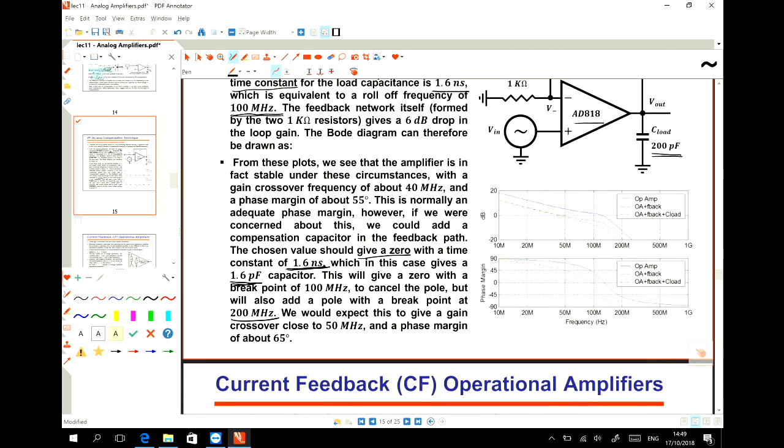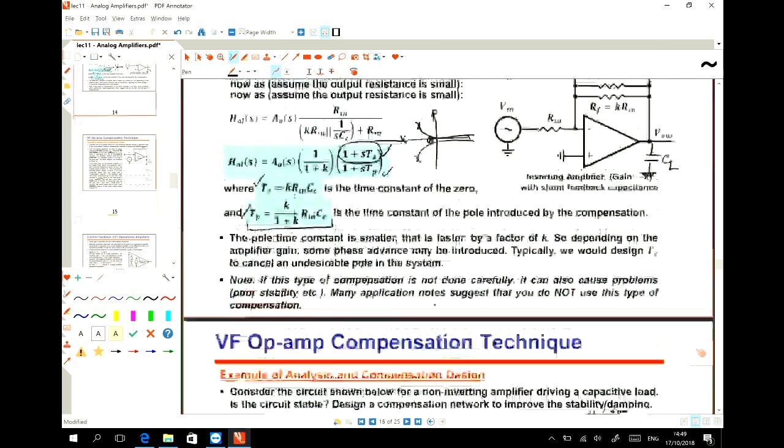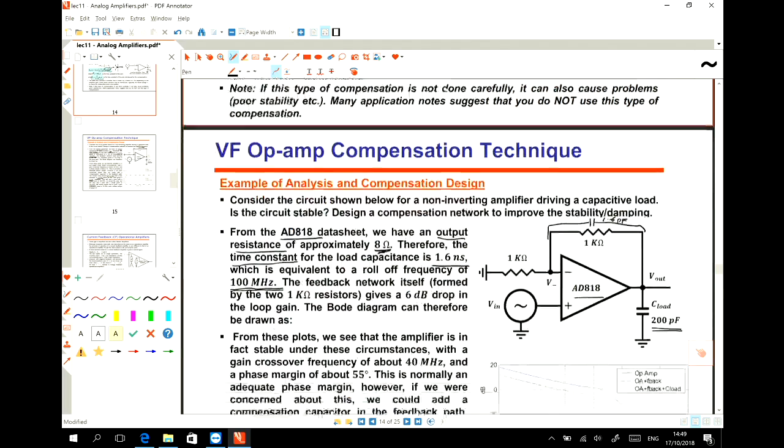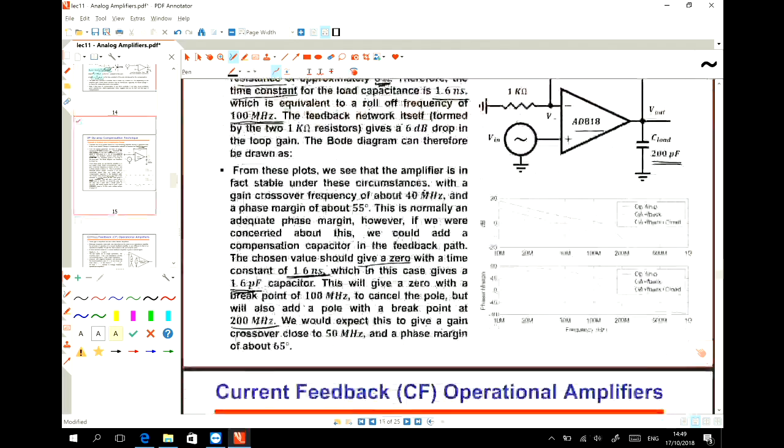And then it will generate another pole. It itself will generate another pole. This is what I mentioned here. So it has one zero and one pole. So this zero is for compensation of the pole coming from the parasitics, but it itself generates another pole. But the pole is at a higher frequency. I mean, it's at 200 megahertz.